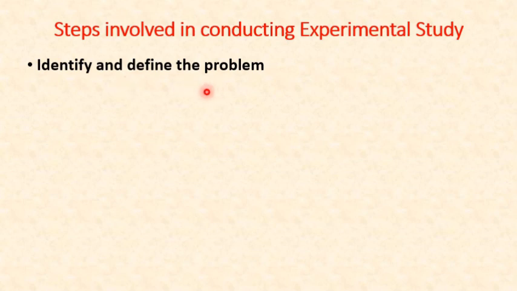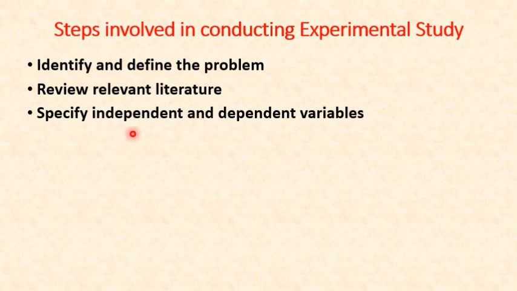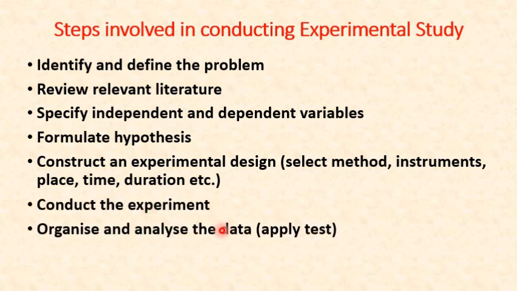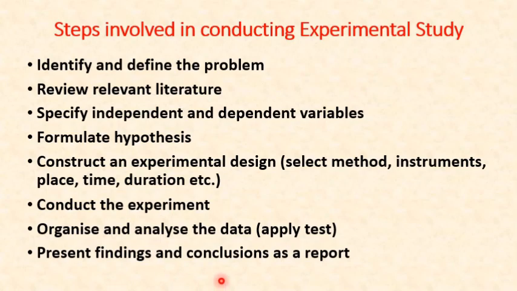Next topic, steps involved in conducting an experimental study. First one, identify and define the problem. Then review relevant literature. Specify independent and dependent variables. Then formulate hypothesis. Construct an experimental design. That means select method, instruments, place, time, duration, etc. for the experiments. Then conduct the experiment. Then organize and analyze data, including the application of a test. Then present findings and conclusions as a report.